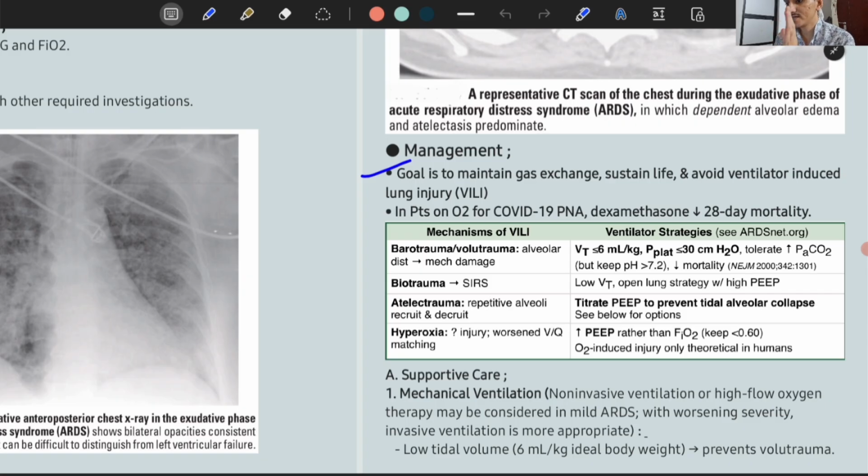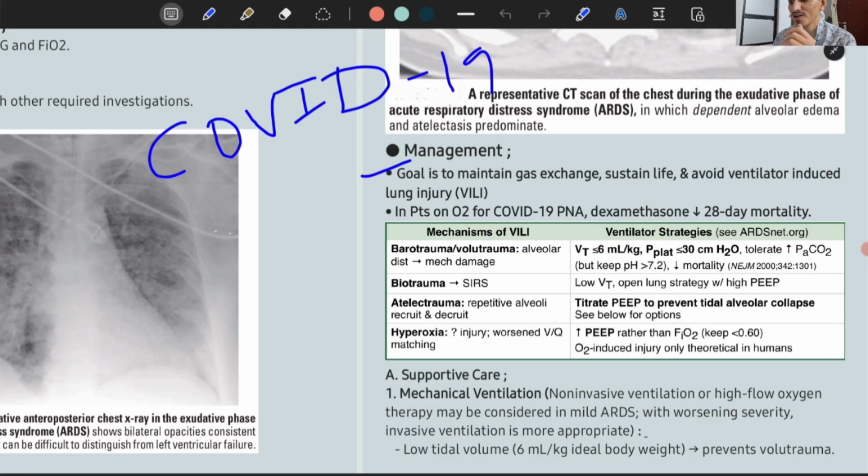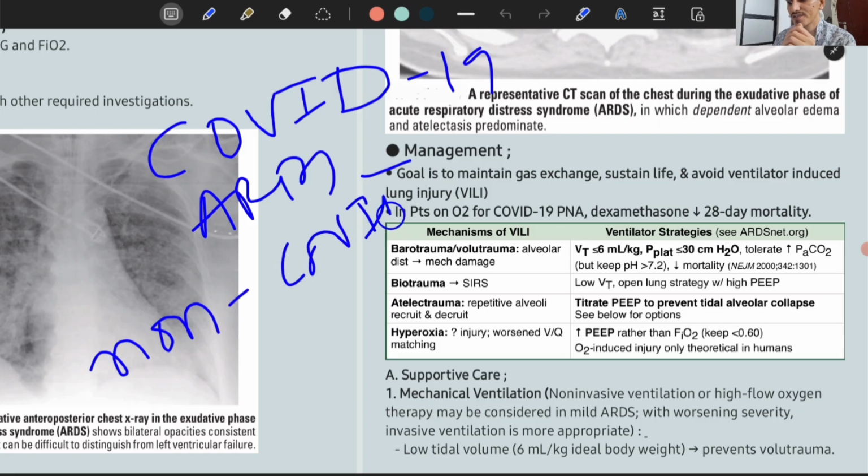So now, after COVID-19, books are dividing ARDS into COVID-19 ARDS and non-COVID-19 ARDS, because the management is slightly different between these two, in normal ARDS and in COVID-19 ARDS.